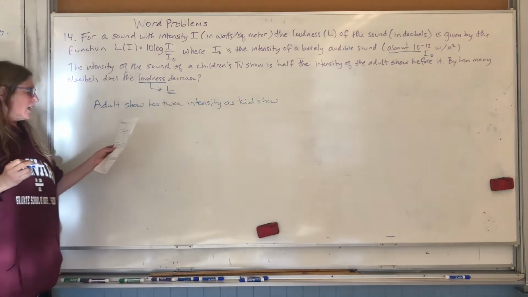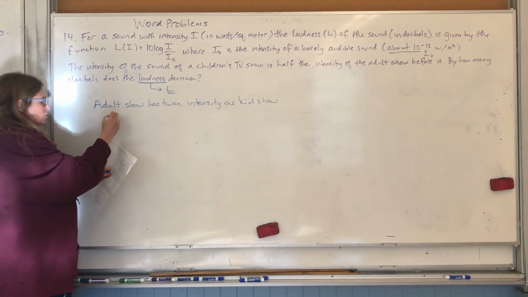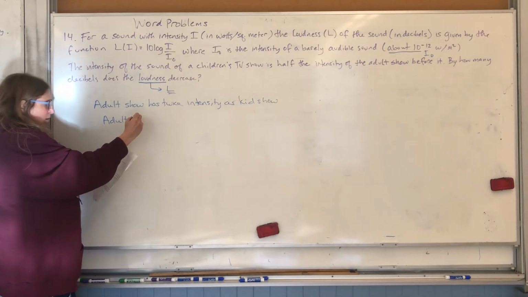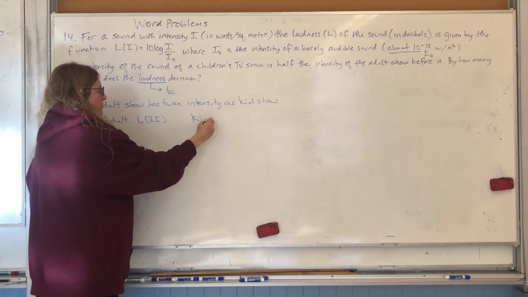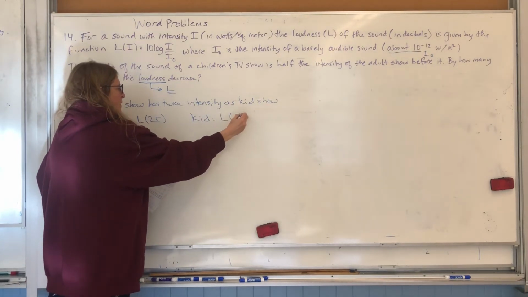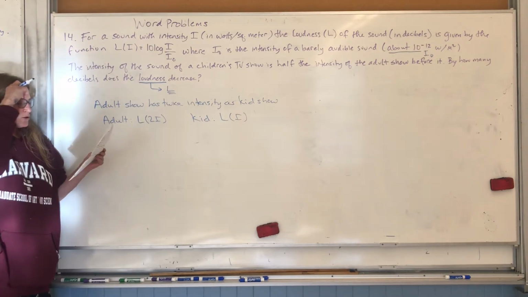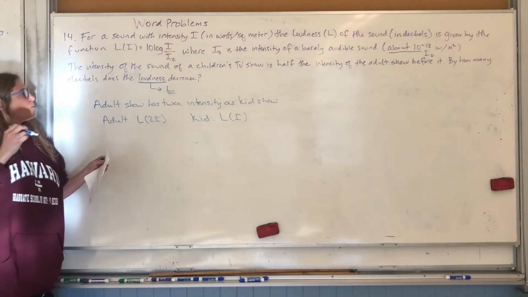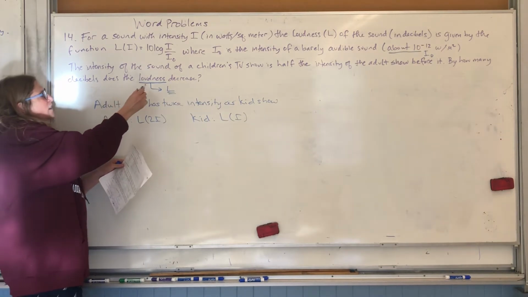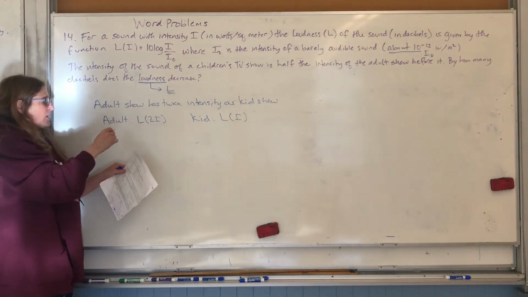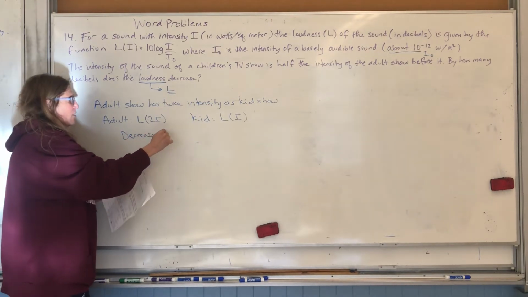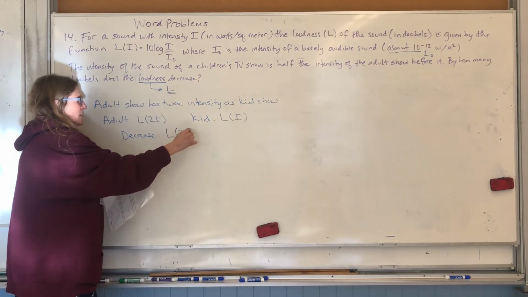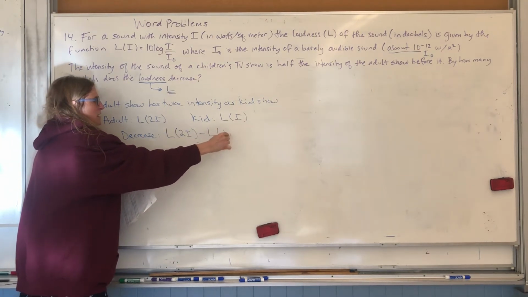So what I can do there is call the adult show L of 2I, and let's call the kid show L of I, because whatever the intensity of the kid show, the adult show is twice that. And they want to know by how many decibels the loudness decreases. So what they want to know is the decrease in loudness. They want to know what is L of 2I minus L of I. That's what they're looking for.